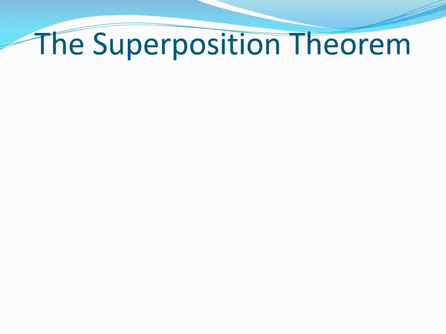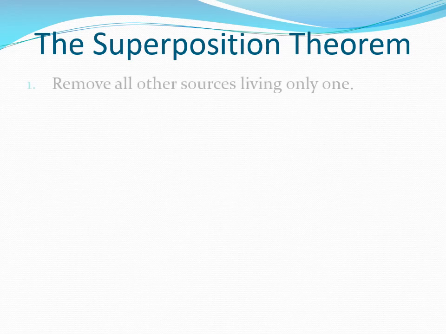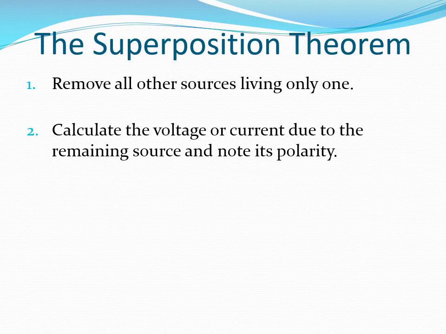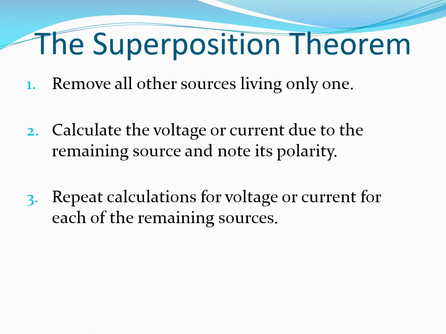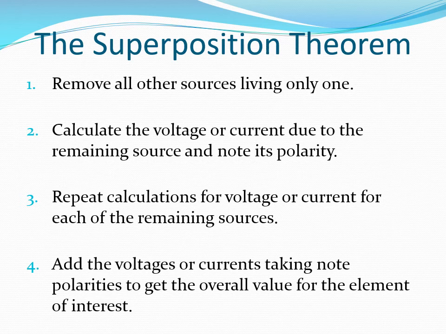The steps followed when applying the superposition theorem to an AC network are: 1. Remove all other sources, leaving only one. 2. Calculate the voltage or current due to the remaining source and note its polarity. 3. Repeat calculations for voltage or currents due to each of the remaining sources. 4. Add the voltages or currents taking note of polarities to get the overall value for the element of interest.